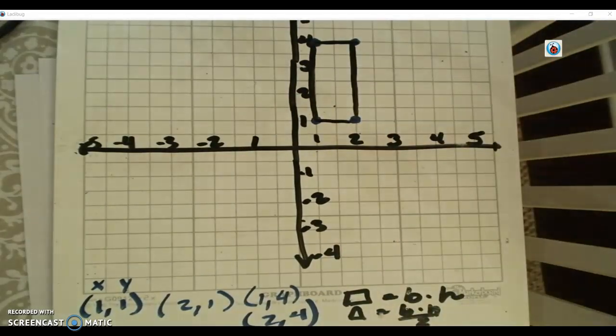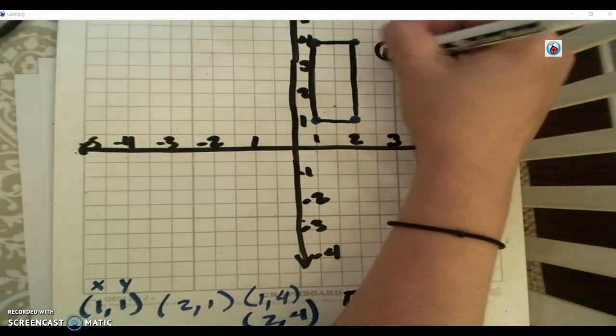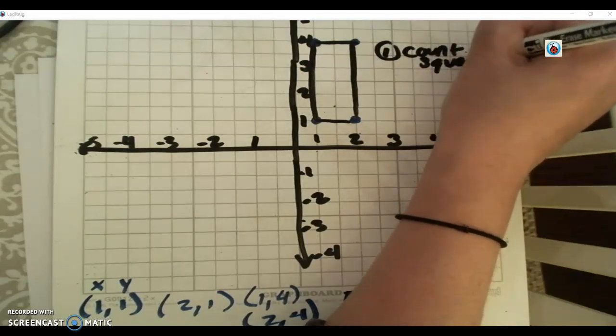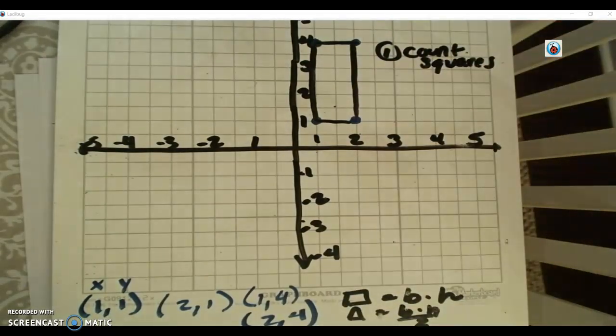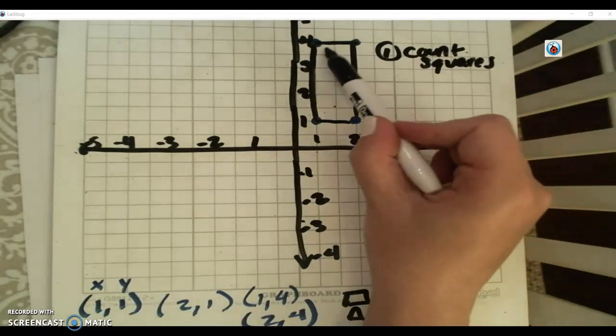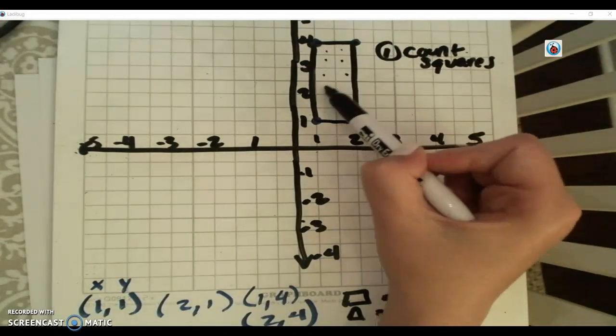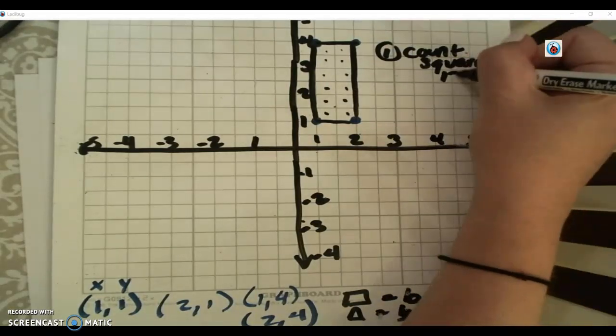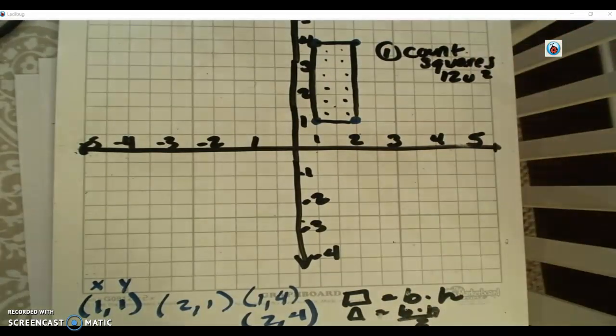If I was asking you, what is the area of that rectangle? You can do one of two things. You can count the squares. How many squares are inside of it? That is area, right? You can count the squares. I see that there is 1, 2, 3, 4, 5, 6, 7, 8, 9, 10, 11, 12. So therefore the area is 12 units squared, right?